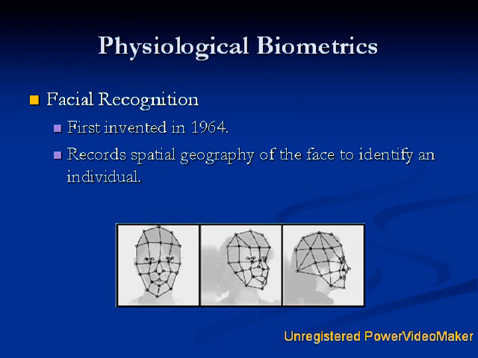The first type of physiological biometric is facial recognition software. This technology recognizes spatial geography of the face to identify an individual. It focuses on distinguishing characteristics of the face, such as the nose and lips and the distance between one's eyes. The technology was originally developed by scientists Woody Bledsoe, Helen Chan Wolf, and Charles Bisson in the early 1960s. It was developed with funding from an unnamed government intelligence agency.